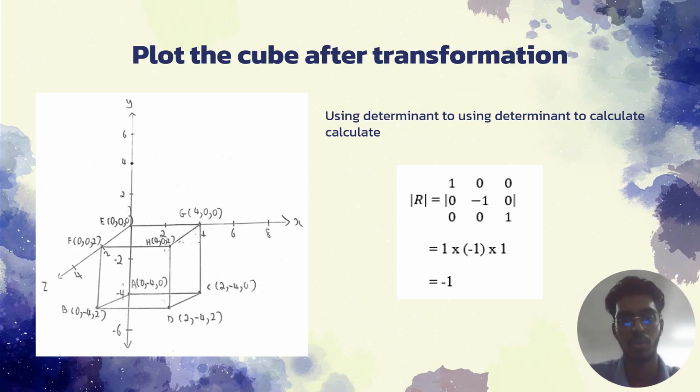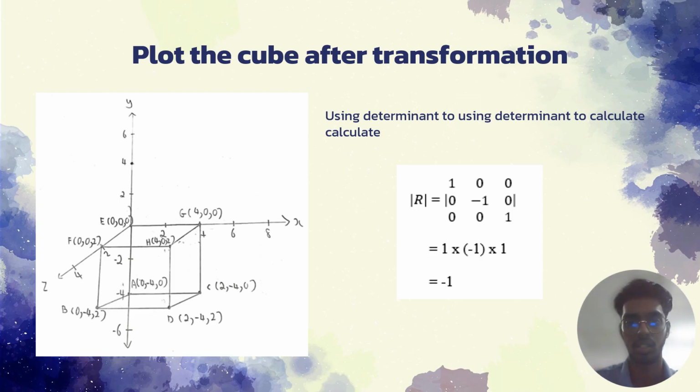The next part is a plot of the cube after transformation. In this part you have to plot every coordinate with the new values that we got by multiplying with the transformation matrix. As you can see in the picture, by comparing with the previous picture, the current cube is rotated from above to below the axis. The determinant for this cube will be negative 1.